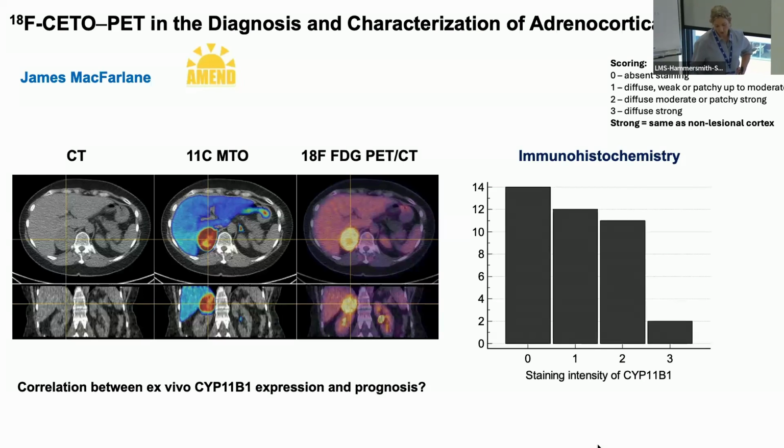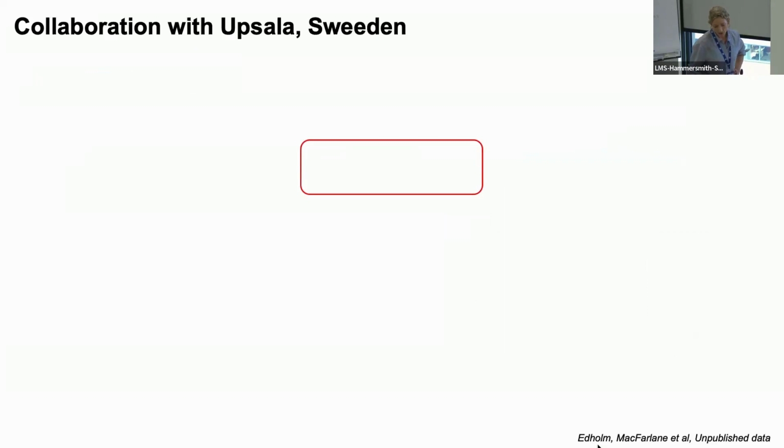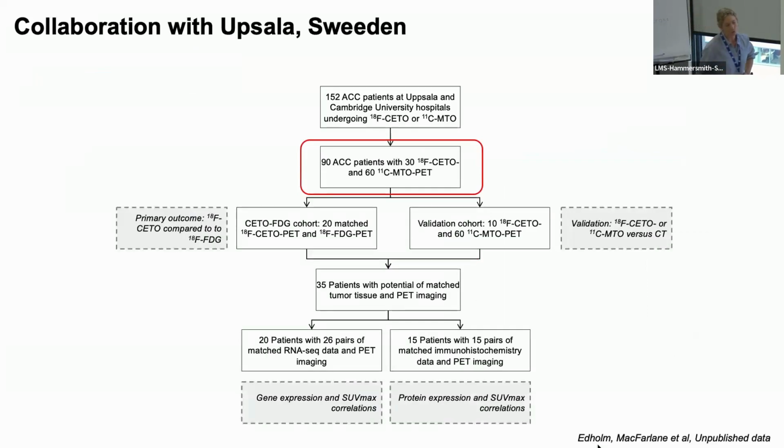So the next step for us in Cambridge was to try and further explore this finding in a larger cohort of patients, ideally patients who'd also had imaging either using 18F-CTO or 11-C-metomidate. So we collaborated with colleagues in Uppsala. So this was Joakim Crona, Anders Sundin, and also their excellent fellows in Uppsala, Adam Edholm and Liang Zhang. And we were able to pull together 90 patients with adrenocortical carcinoma that had had imaging with 18F-CTO or 11-C-metomidate.